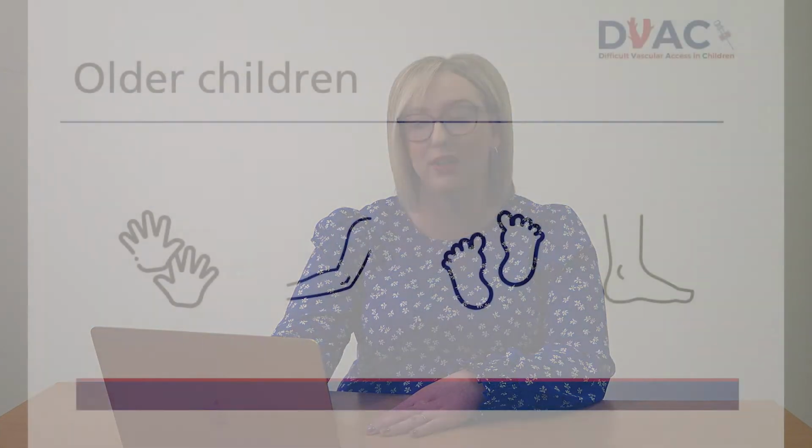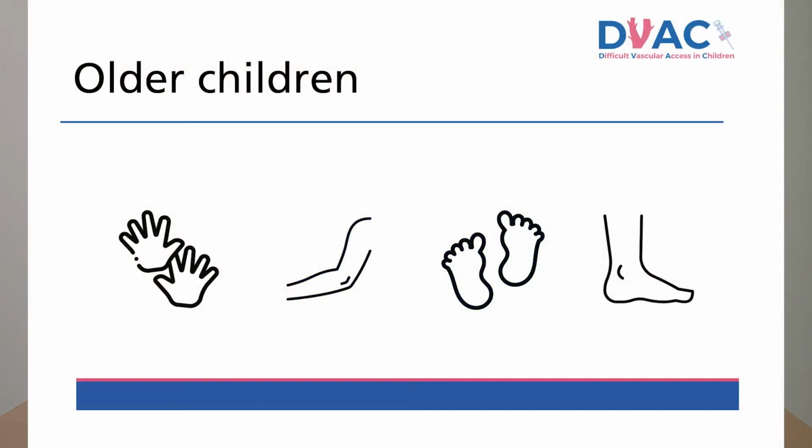For toddlers and older children, hands and the antecubital fossa are the usual go-to sites. However, the feet can be a good choice, and it's always worth looking at the saphenous veins.